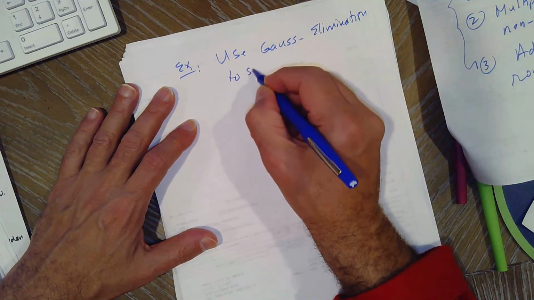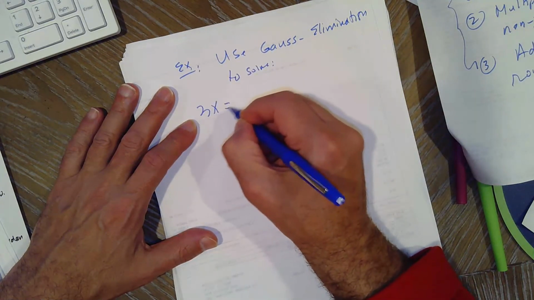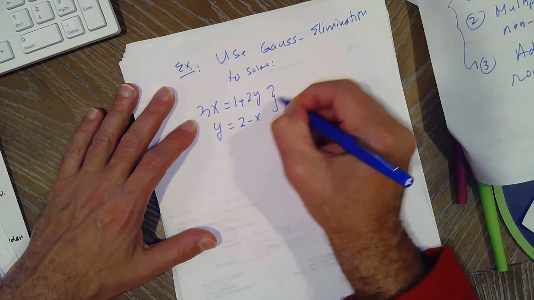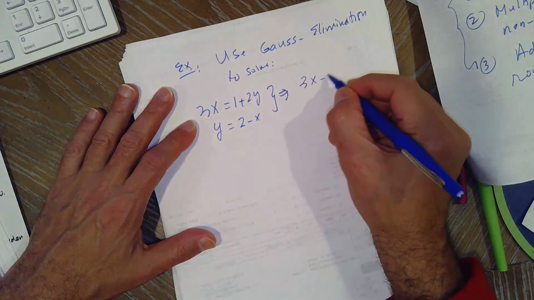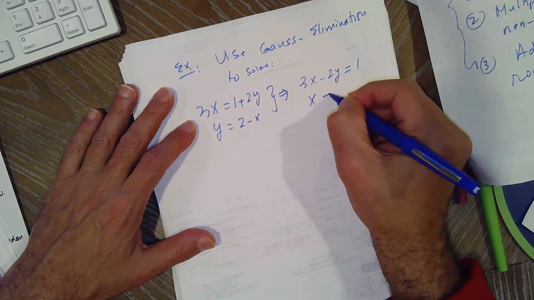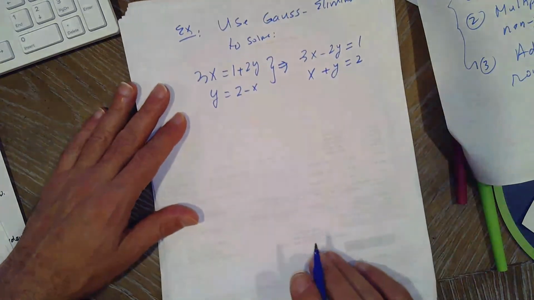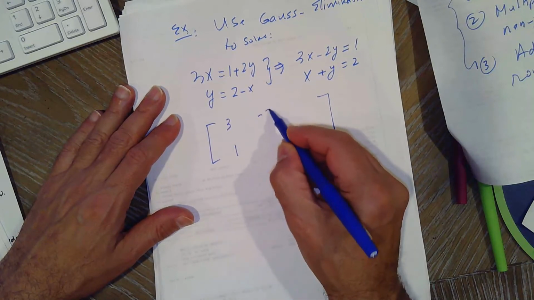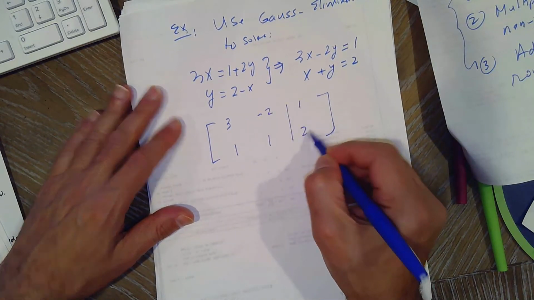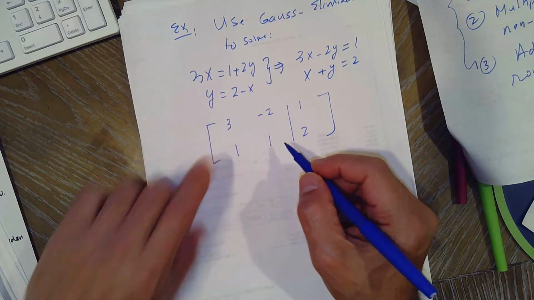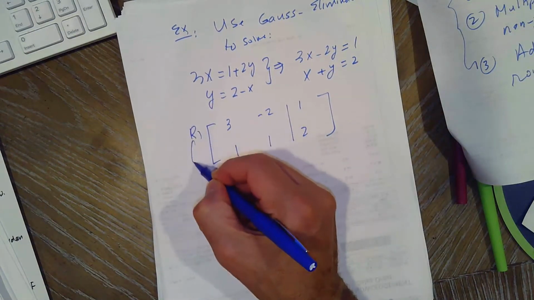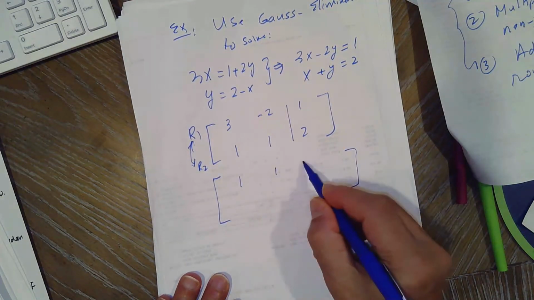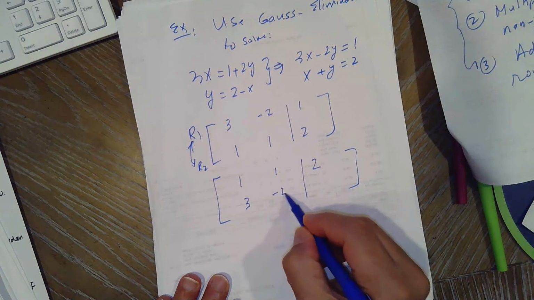To solve 3x equals 1 plus 2y, y equals 2 minus x. The first thing we want to do is write them in general form. 3x minus 2y equals 1, x plus y equals 2. Okay, then we want to do the augmented matrix. 3, negative 2, 1, 1, 1, 2. So we want to get this to be a 1. Luckily, we have a 1 here, so we can interchange row 1 with row 2. We get the 1 up there. 1, 1, 2, 3, negative 2, 1.